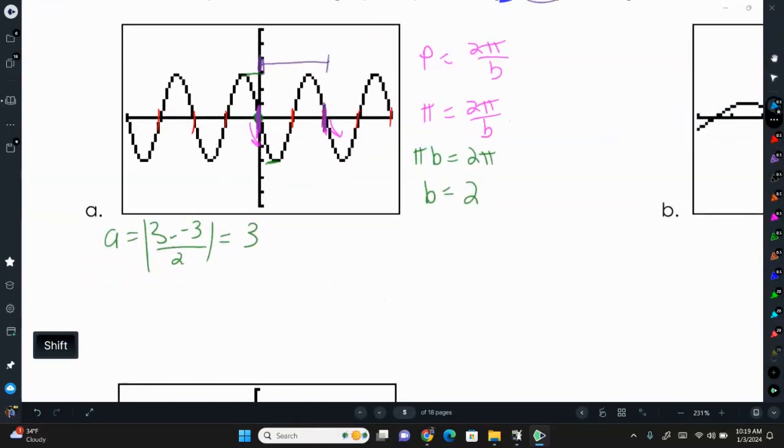So when we write our equation, we have y equals 3 sine of 2x. However, because our function starts to go down at the center or the midline at the origin, it must be a negative sign, negative 3 sine, and that notes that we are going down.